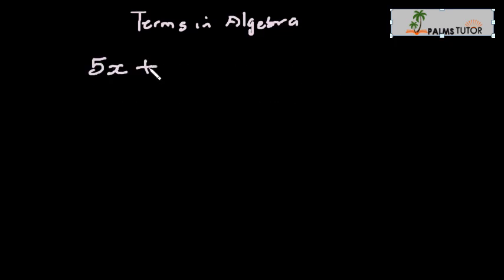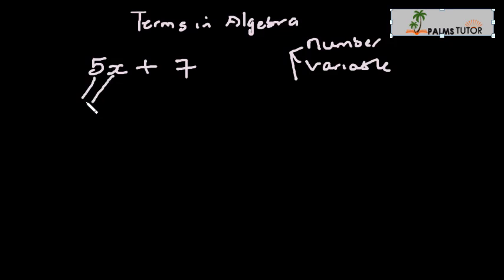So now, if I have 5x plus 7, these are terms in algebra. This is a term. This is a term. In fact, this expression has two terms. Like I said, a term has either a number, or you can say a factor, or could be a variable, or the combination of the two, number and variable. In this case, I have a number here and a variable. Two of them together is a term, and this is another term, which is just a number. So this expression now has two terms. And that is what a term means in algebra.